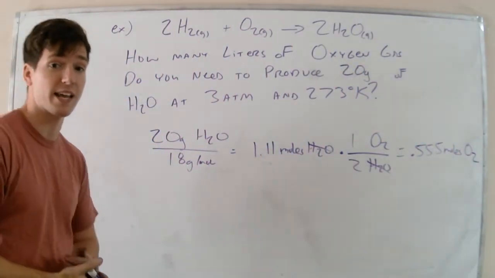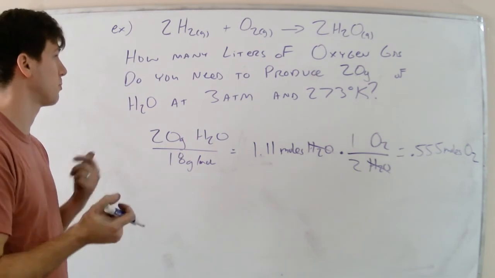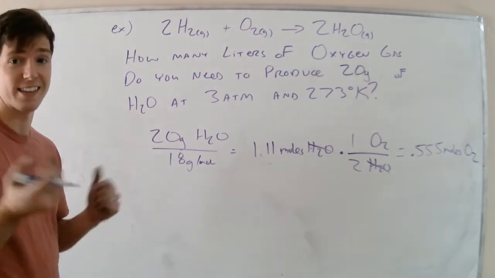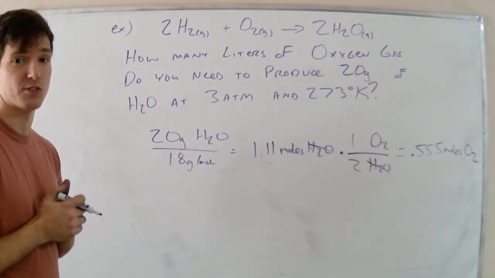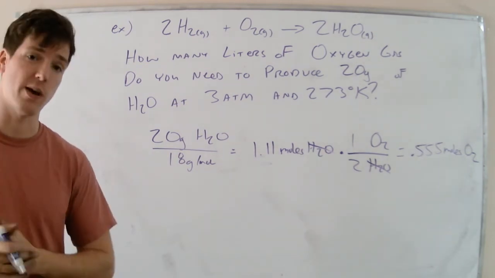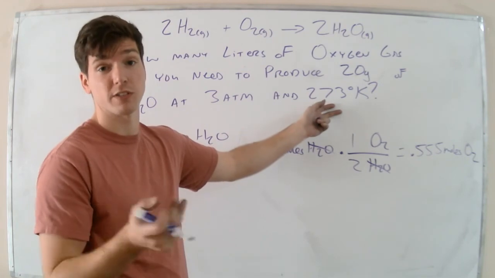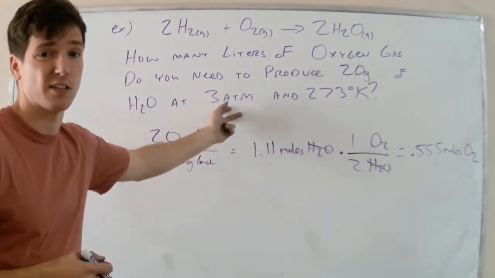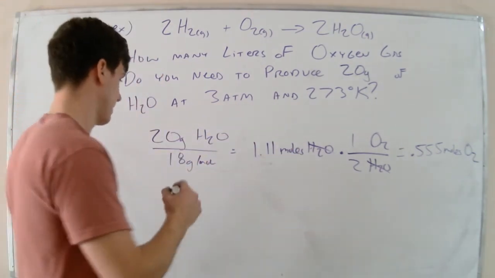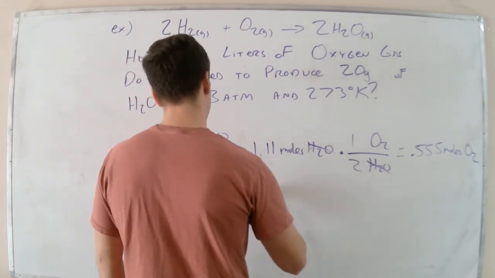Now, if this was at STP, I could just multiply it by 22.4, and then I'd have my liters of oxygen gas. But I don't have it at STP. It gave us a weird pressure. That temperature's the standard temperature, but that is not the standard pressure. So, in this situation, we're going to have to use PV equals nRT.